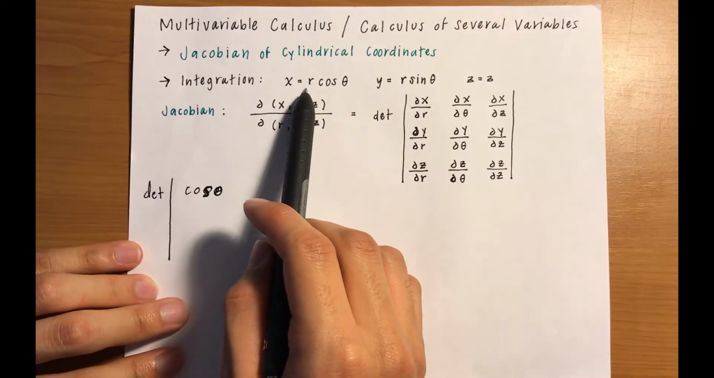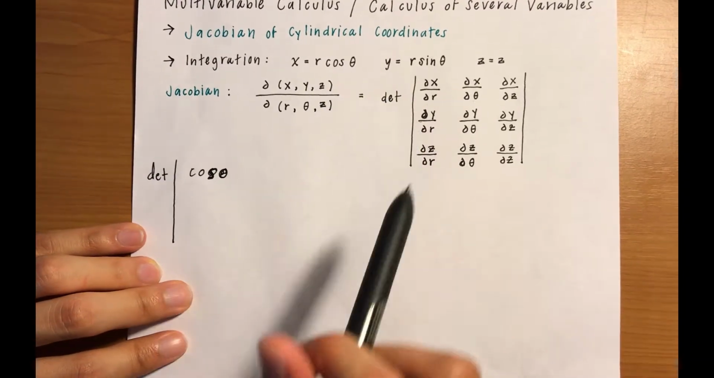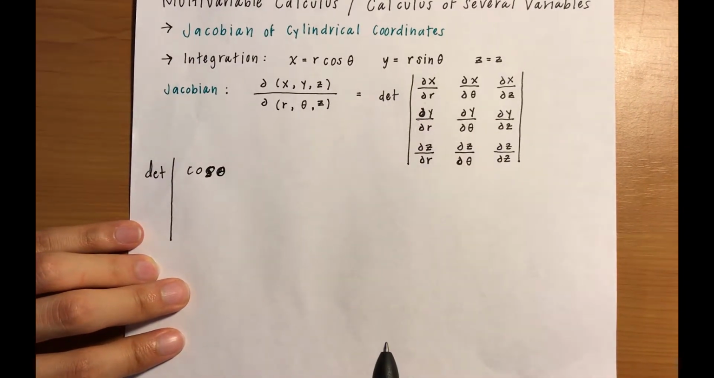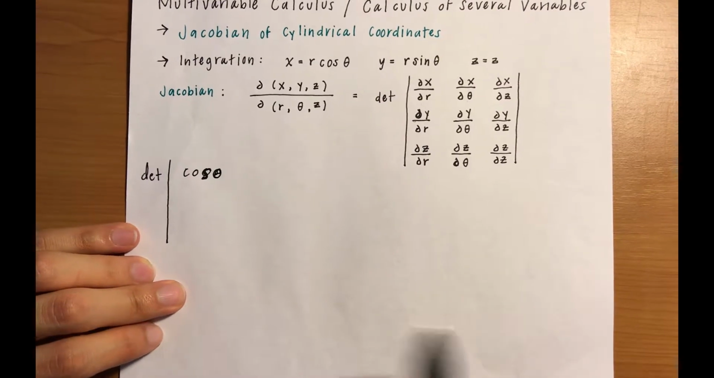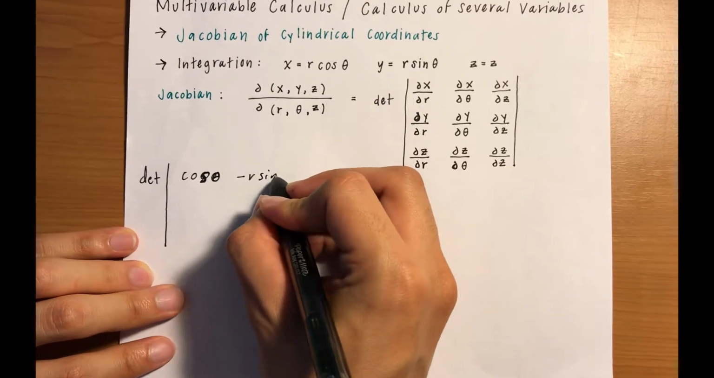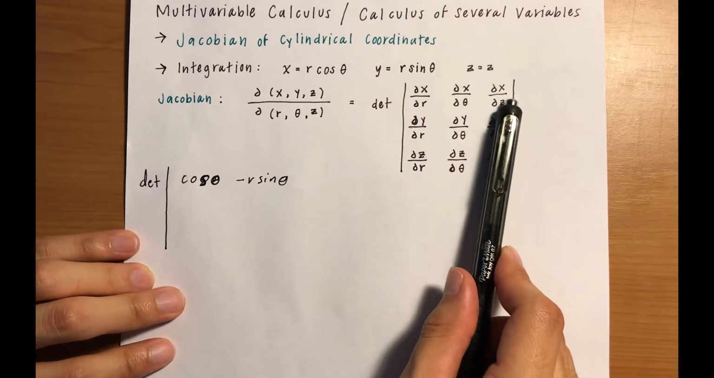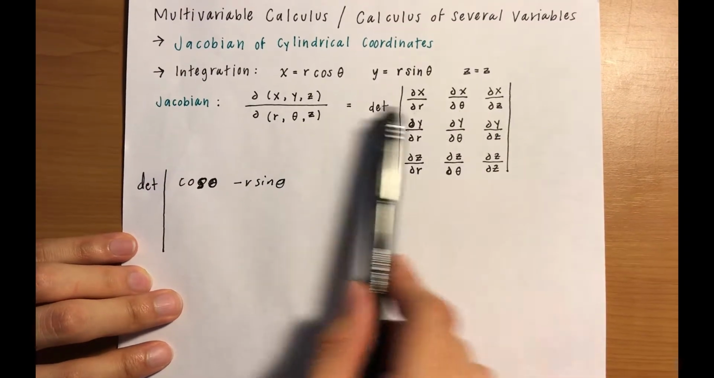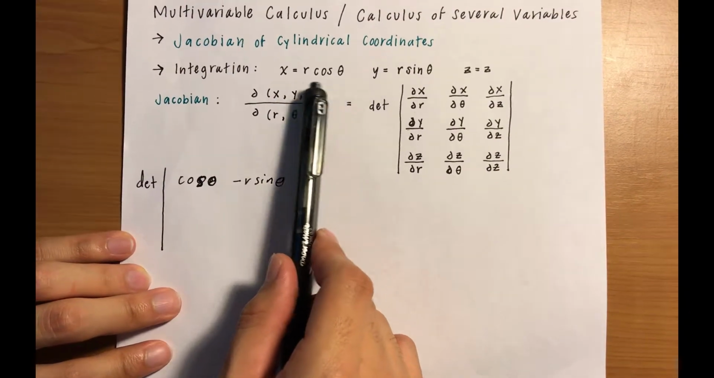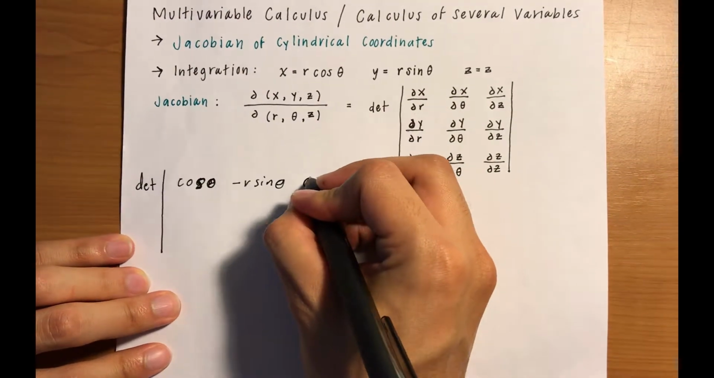And then next I have the partial of x with respect to theta. Now r is a constant, and we're taking the partial of cosine theta. As we know, the derivative of cosine is negative sine, so this would just be negative r sine theta. And then partial x with respect to z: there are no z variables in here, so r and theta are constants, so this is just 0.